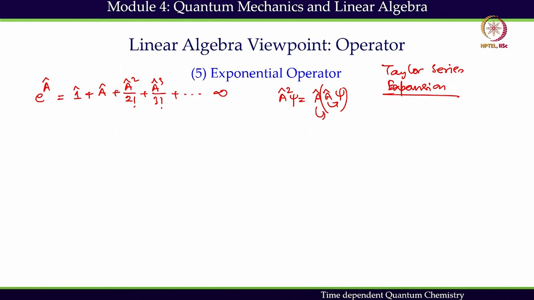That is the way we move forward with the power law of the operator. Often in time-dependent quantum mechanics, the exponential operator is used to move the initial wave function in time and space. For example, e to the power iHt by h-bar, which we will notice very soon, represents the time propagator.